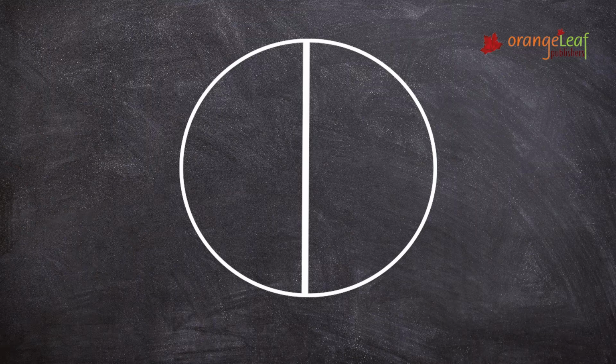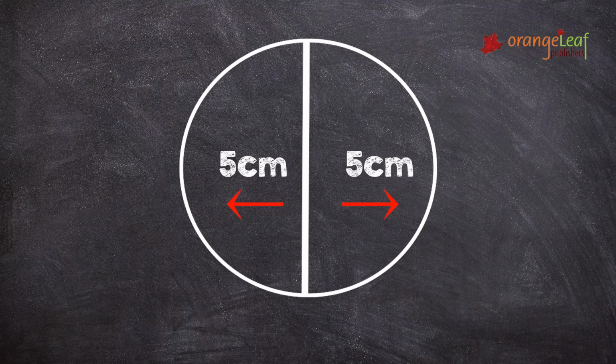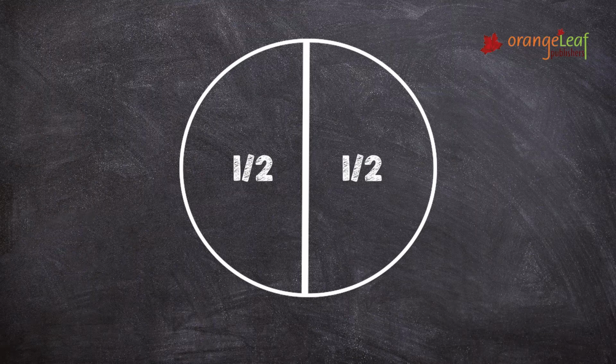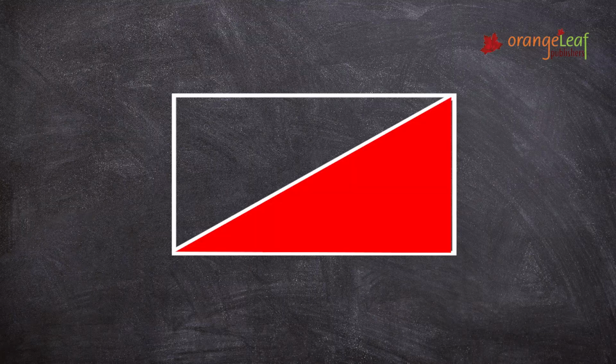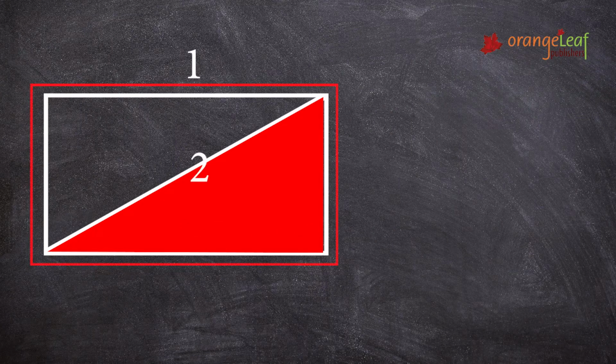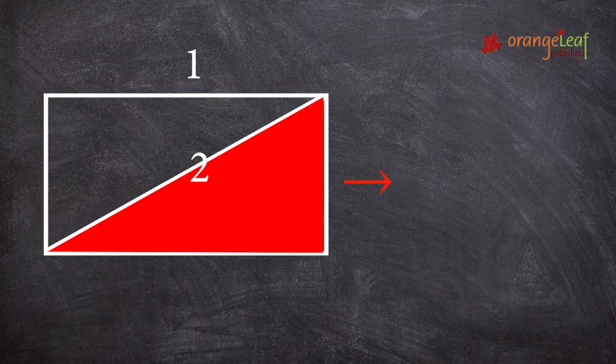Now, if the two halves are of the same size, which means they are equal in size and shape, then we can say that they are two halves of the same shape. Here is a rectangle. If I divide it into two parts of the same size and shape and color 1/2 as red, I can say that 1/2 of the rectangle is colored red, which means the shaded area divided by the total number of parts in the whole is equal to 1/2.